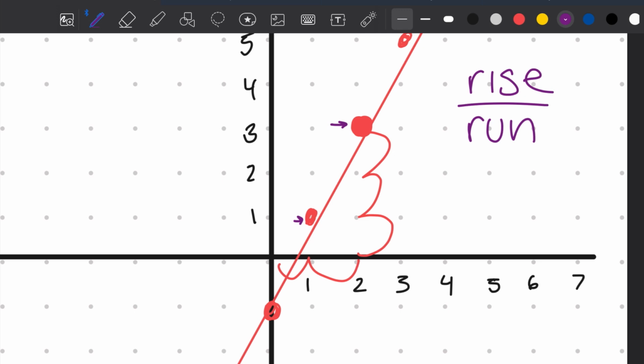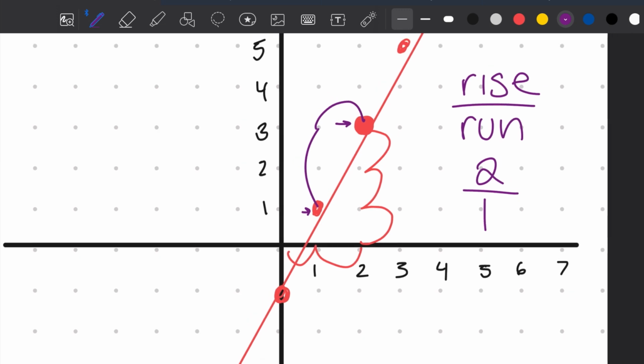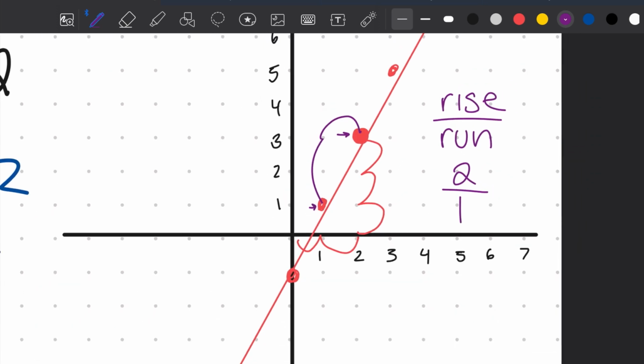So my rise over my run is my change in height versus my change in my left to right. So my change in height is 1, 2 spaces. And my change in my run is just 1. Okay, so the slope for this one, what I would plug in for m is just 2 over 1, which I could just write as 2.